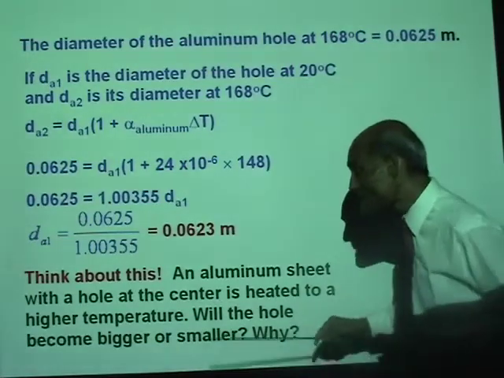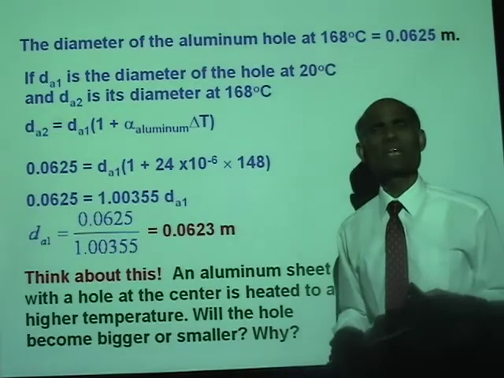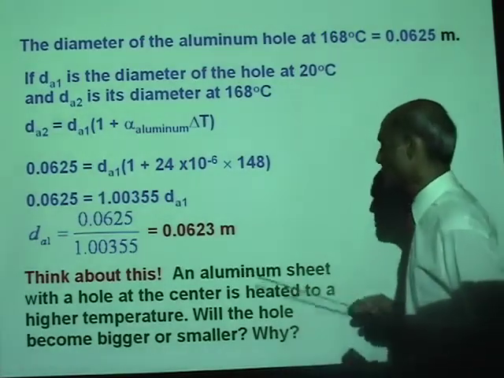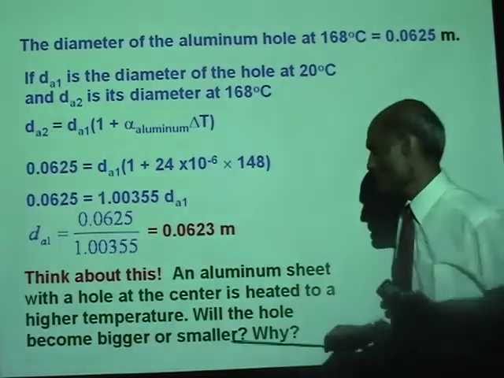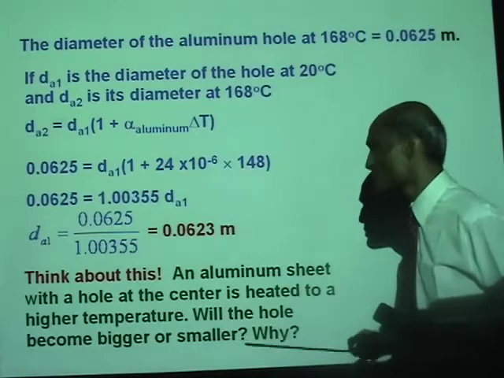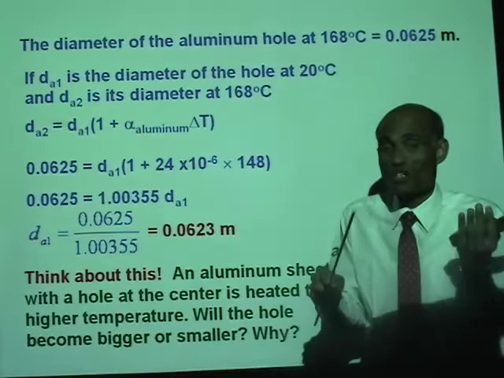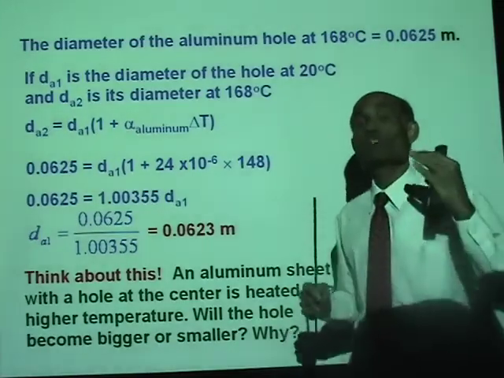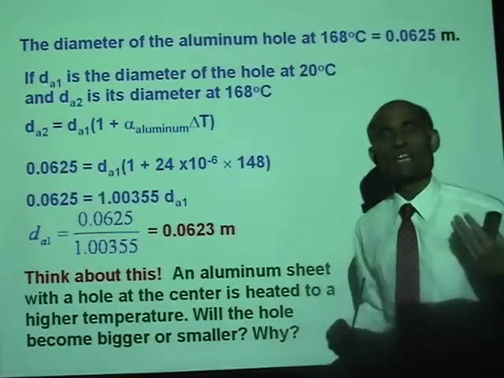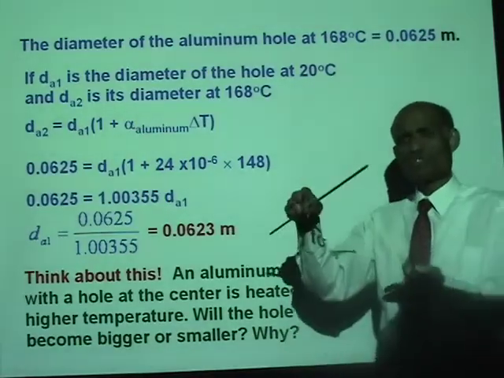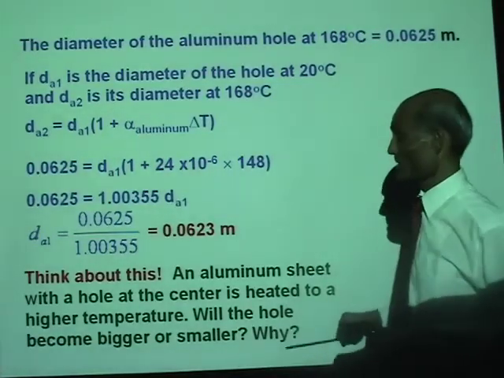Okay, I want you to write about it and email it to me. Alright? That will be an extra credit point. An aluminum sheet with a hole at the center is heated to a higher temperature. Will the hole become bigger or smaller? Now, in order to earn the extra credit point, the answer is not just this way or that way. You give me the answer and justify why. Why do you think it happens that way? I want to see 3 or 4 sentences written, and then only you will get the extra credit points.